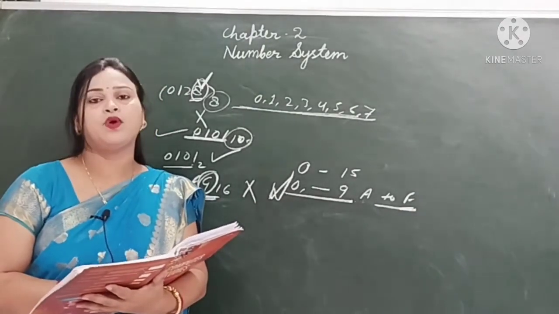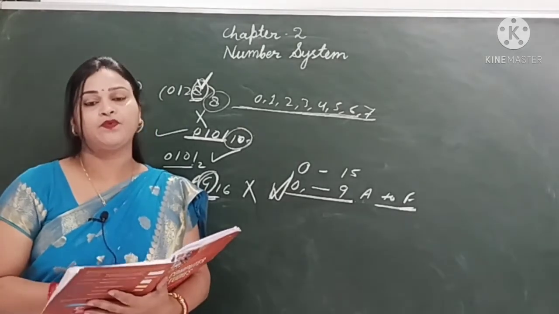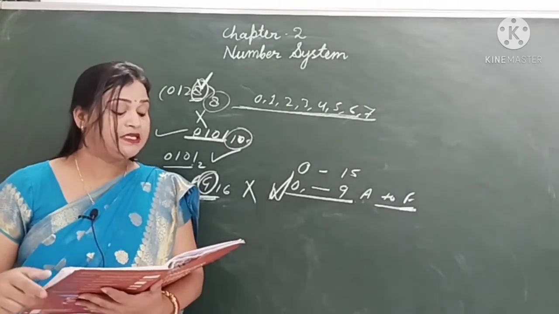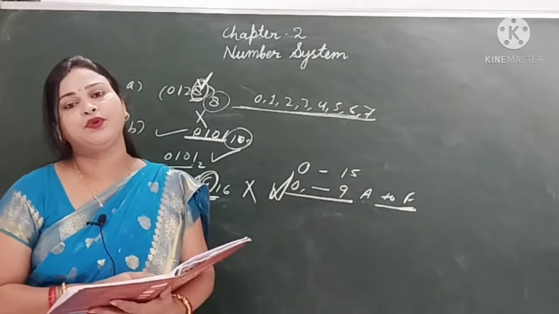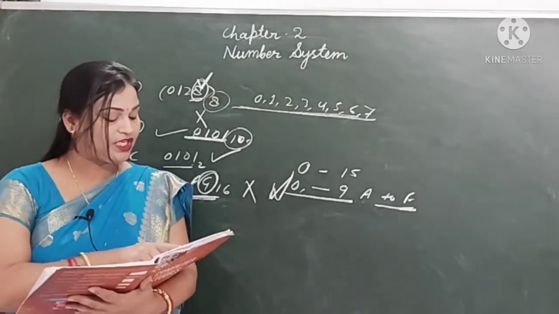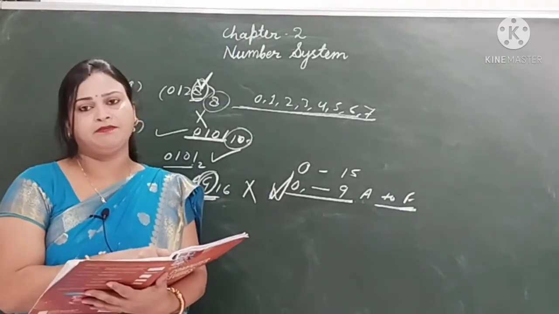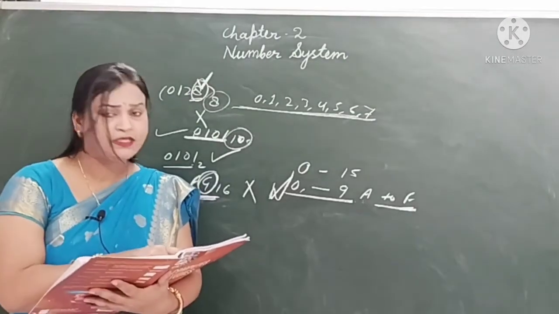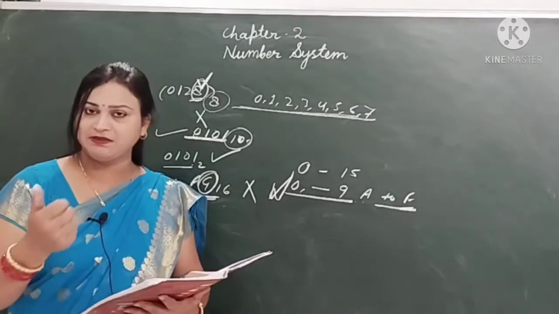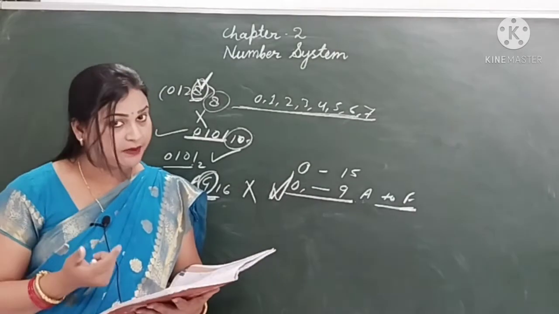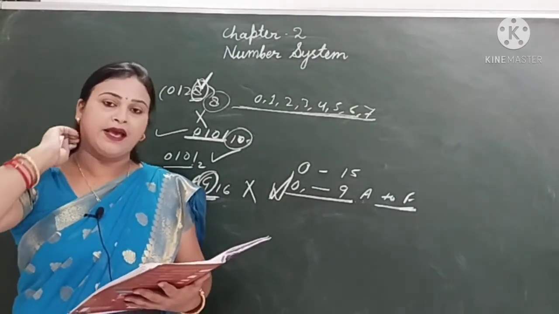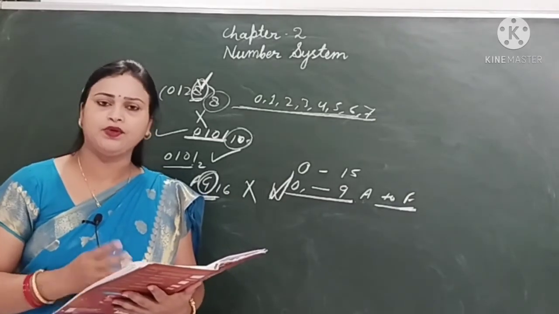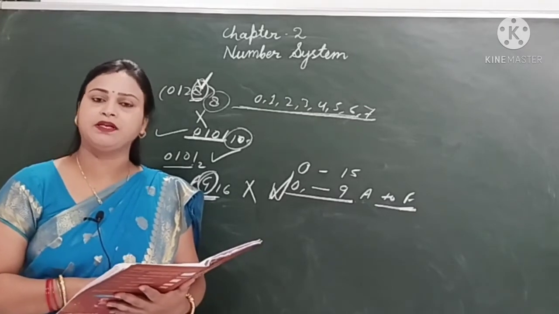Now come to the exercises, assignments. Question number 1. What is a number system? A number system is a way to represent numbers using some unique symbols, right? Question number 2. Name some common number systems. Some common number systems are decimal, binary, octal and hexadecimal. These 4 are given in this portion, and only these 4 are used as number systems in computers.